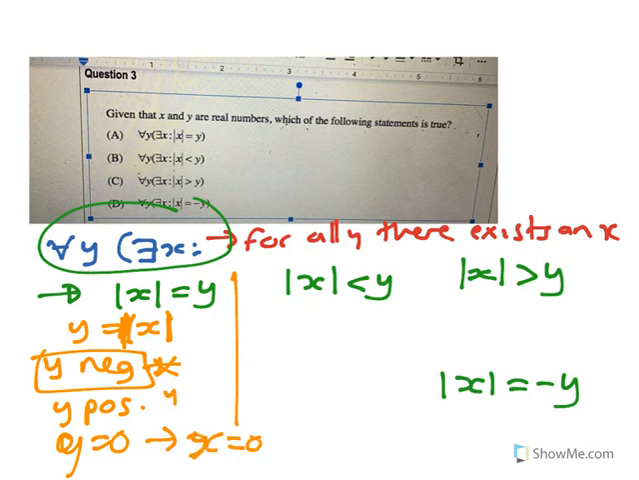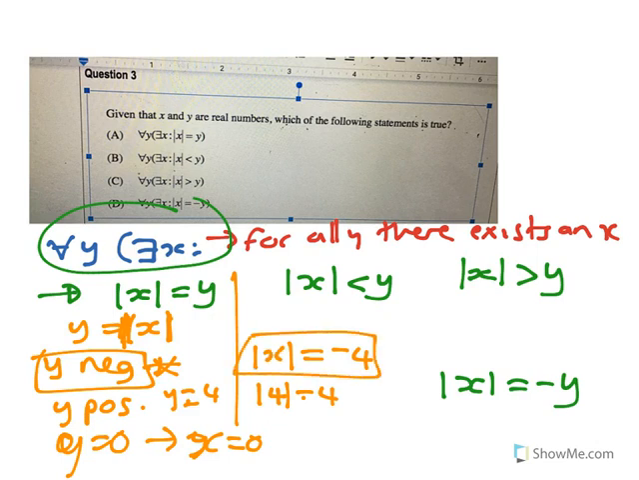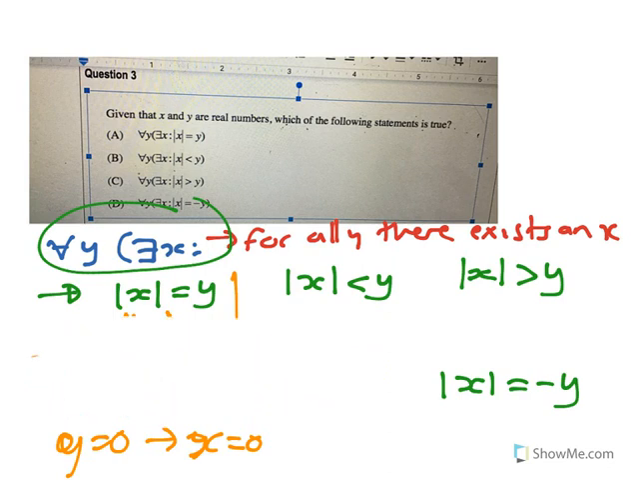But say you have y equals 4, then you could do the absolute value of 4 equals 4. But there does not exist an x where the absolute value equals minus 4, where y is minus 4. That's untrue. So that means that the first statement can't be true.